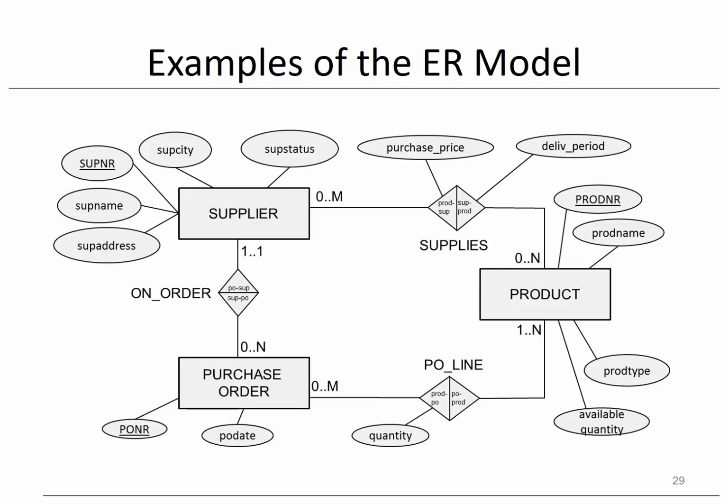A supplier can have 0 to n purchase orders on order. A purchase order is always assigned to 1 supplier. A purchase order can have 1 to n purchase order lines with products. Conversely, a product can be included in 0 to m purchase orders. In addition, the relationship type PO line includes the quantity of the order. Also note the attribute types and key attribute types of each of the entity types.